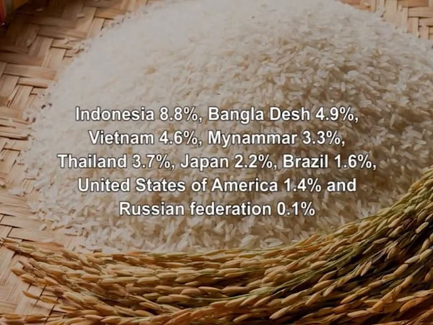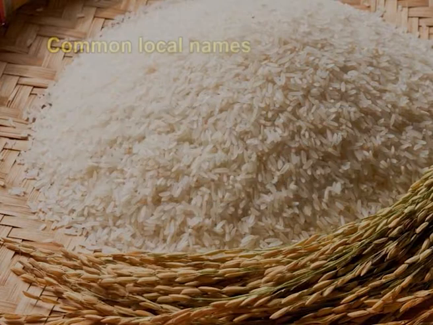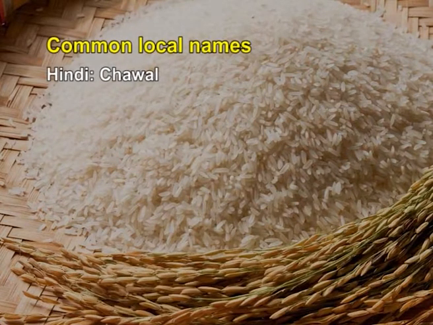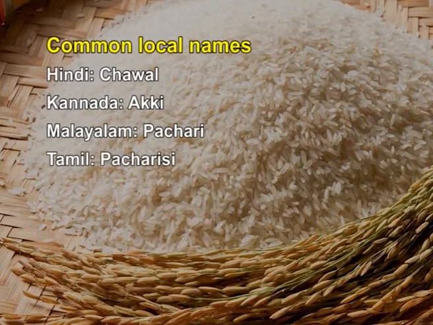Other important rice producing countries are Indonesia 8.8%, Bangladesh 4.9%, Vietnam 4.6%, Myanmar 3.3%, Thailand 3.7%, Japan 2.2%, Brazil 1.6%, United States of America 1.4%, and Russian Federation 0.1%. Common local names: Hindi chawal, Kannada akki, Malayalam pachari, Tamil pacherisi, Telugu biyam.